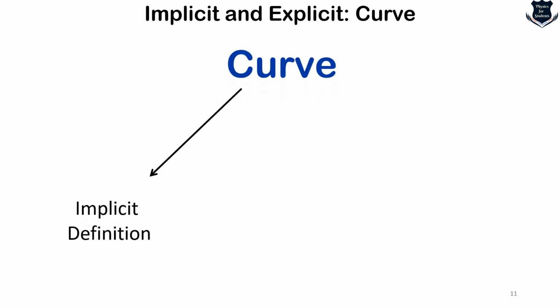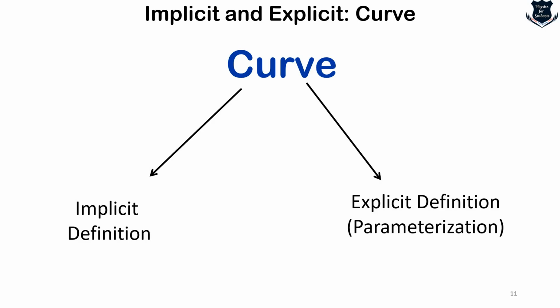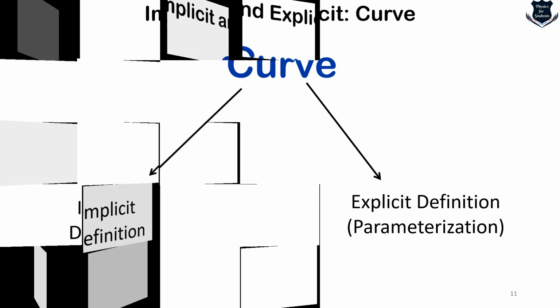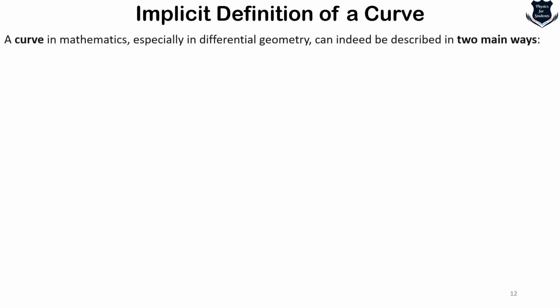Now here you can see that in general a curve is defined in two ways. First is called an implicit definition and second is called an explicit definition, or we can say parameterization. Both of these ways of defining a curve are equally important, in the sense that each of them has its own meaning, and most importantly you will see that each of these has a limitation also. First, we will understand what an implicit definition of a curve is.